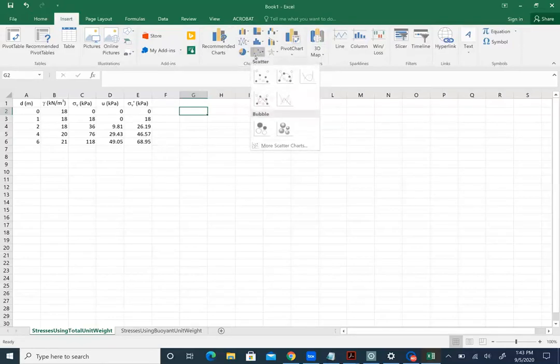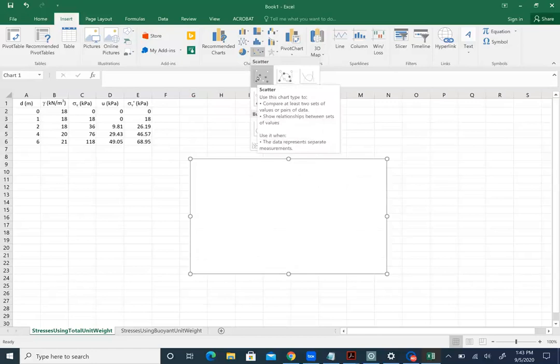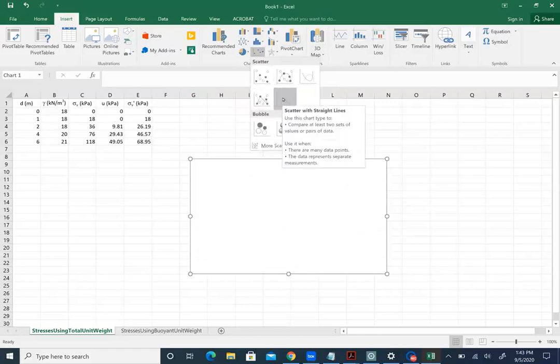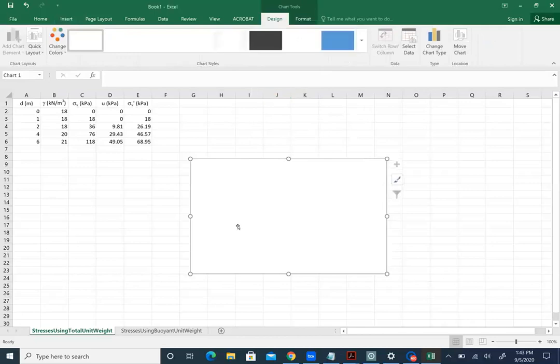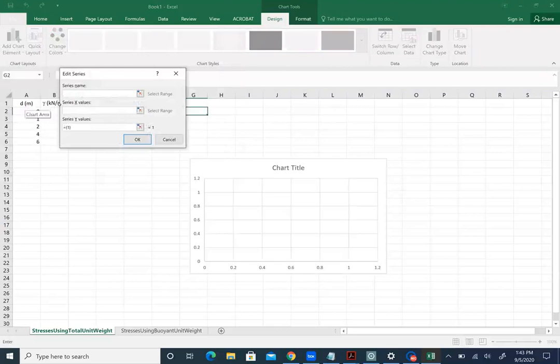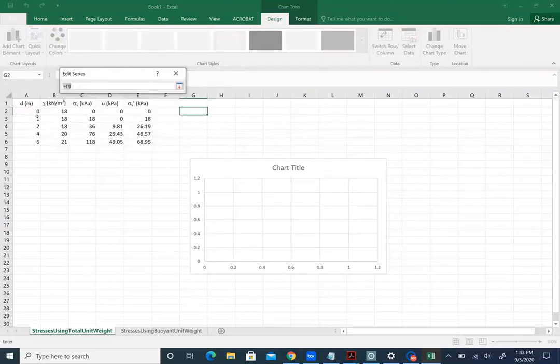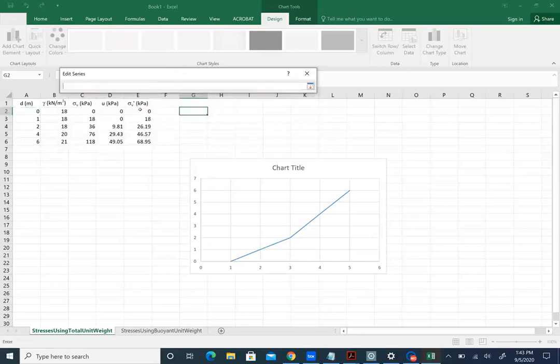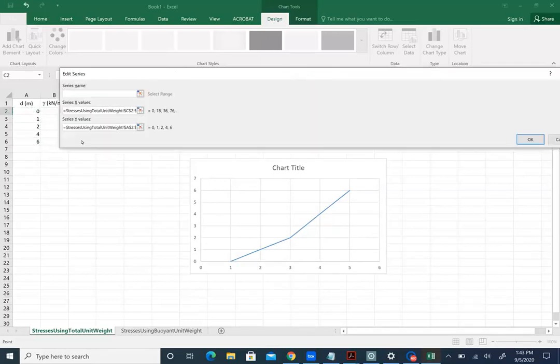And then if we wanted to make the plot, we could do insert, I think I'll do a scatter plot. I have to admit I'm not very good at doing Excel. So I'm going to do a scatter plot with straight lines. Select data, add, then we'll do y-axis is going to be depth. X-axis, let's put vertical total stress. And we'll do OK.